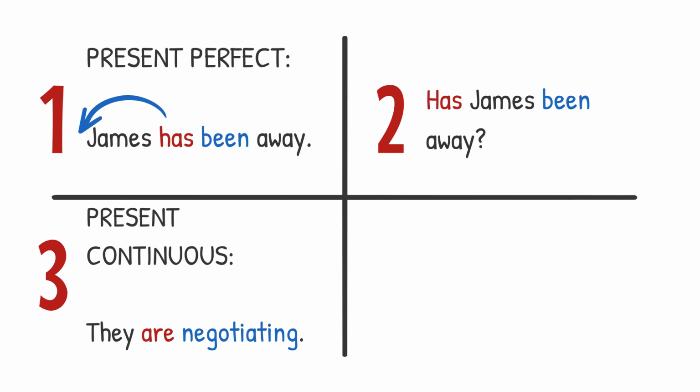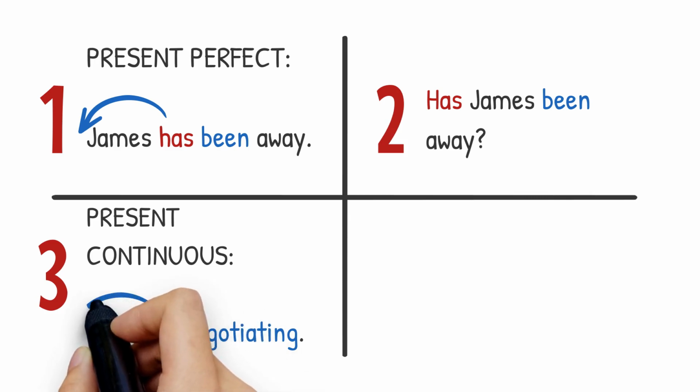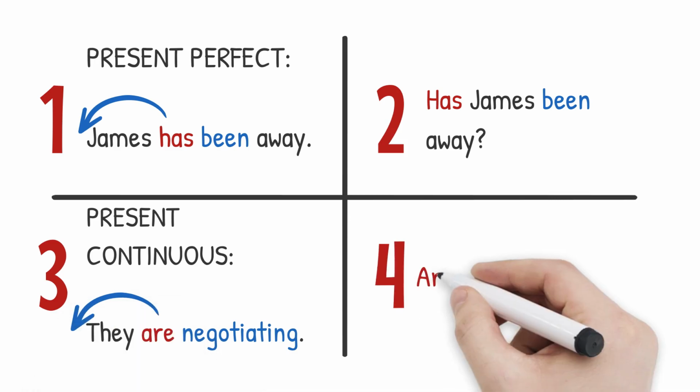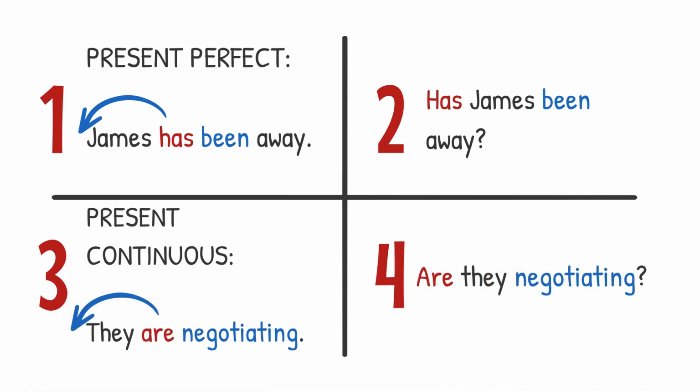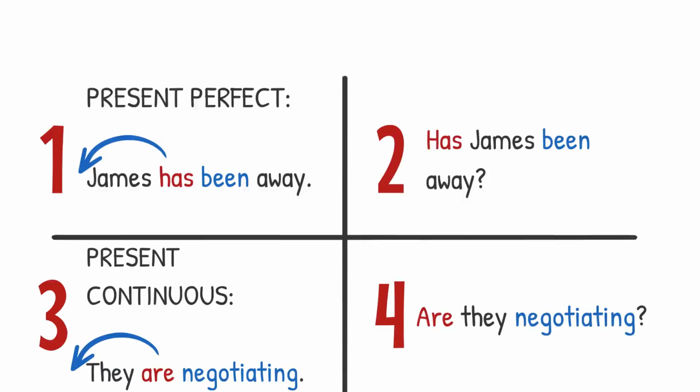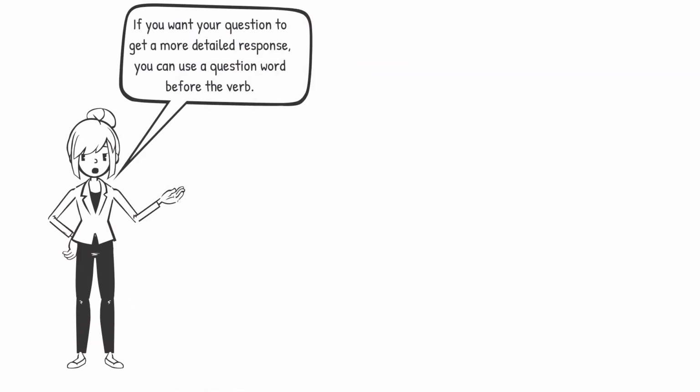They are negotiating. Negotiating is the main verb with an ing ending, and are is the auxiliary verb. Switch are with the subject pronoun they, and you get the question, are they negotiating? If you want your question to get a more detailed response, you can use a question word before the verb. This applies to both of the question types we have just talked about.